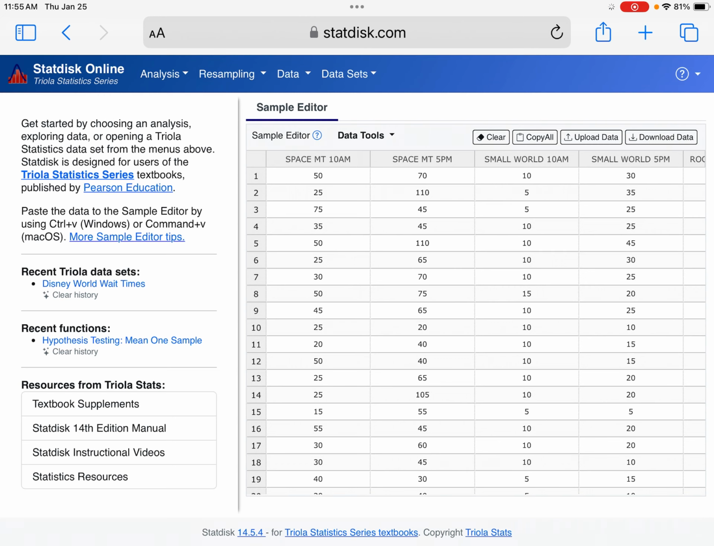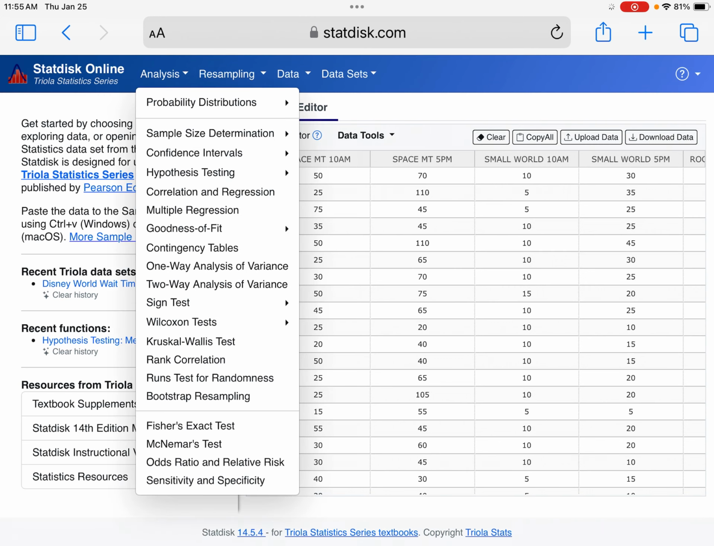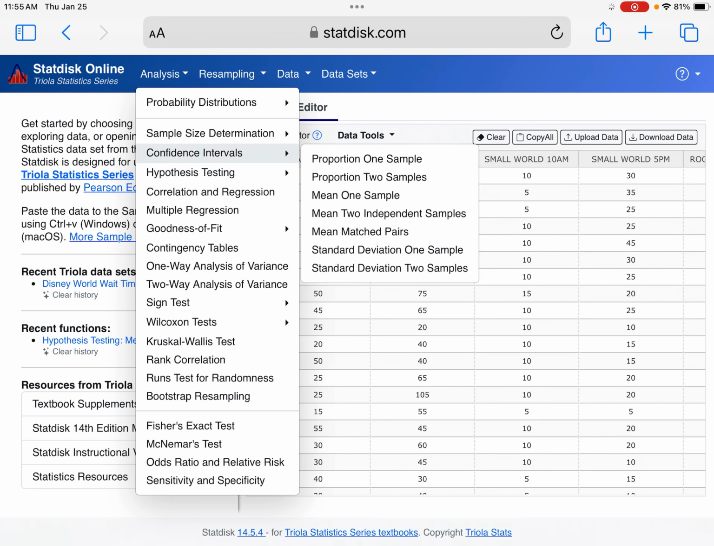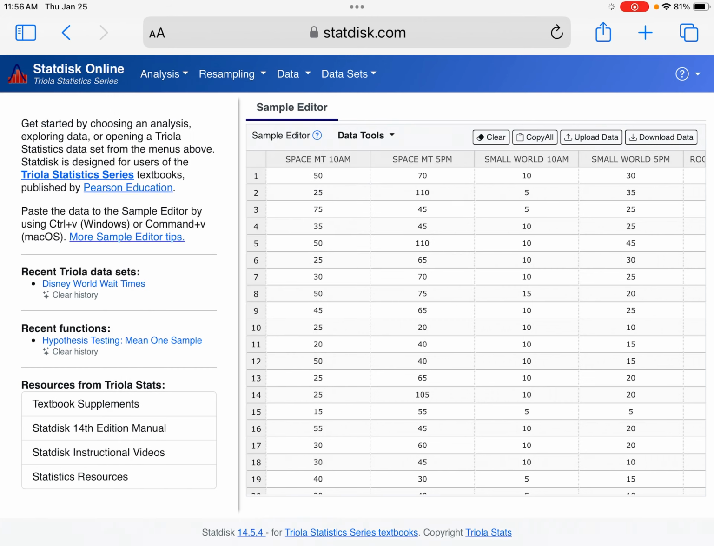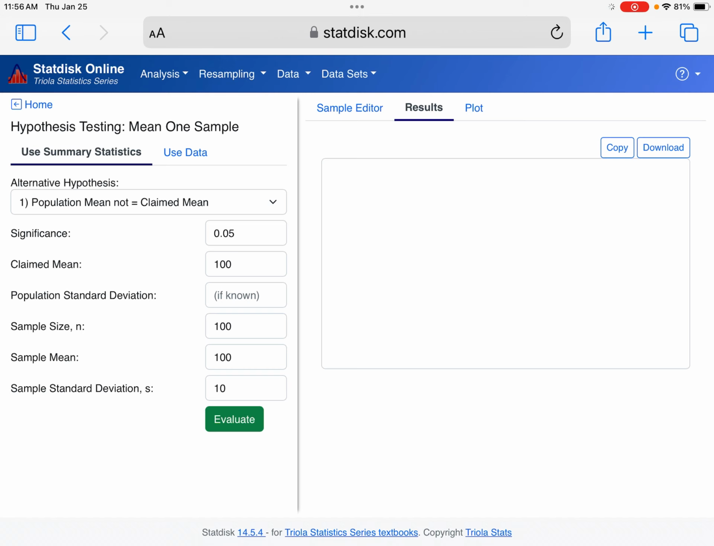For us to find confidence intervals, we can see that there's a confidence interval here. We had 1 sample and 2 samples, and then it also is talking about with proportions or with means. We also have hypothesis testing, the same setup. So proportions, 1 sample, proportions, 2 samples, and then dealing with the mean 1 sample, mean 2 independent samples, or where they're matched up, matched pairs. So I'm just going to go ahead and select the mean 1 sample.